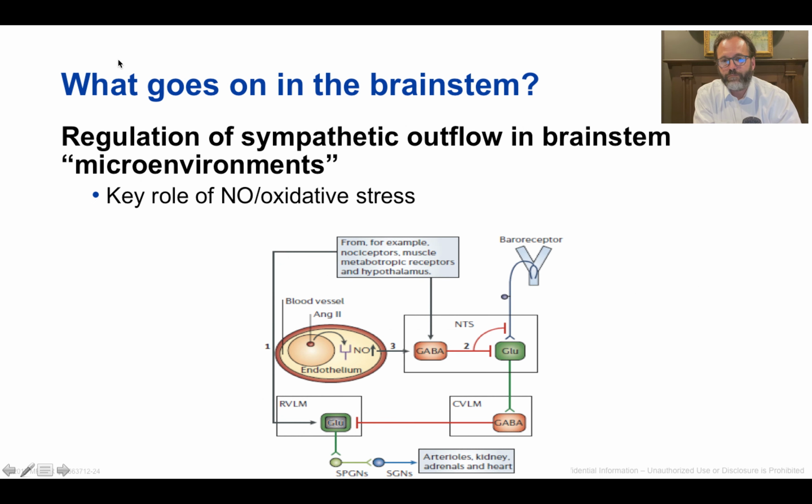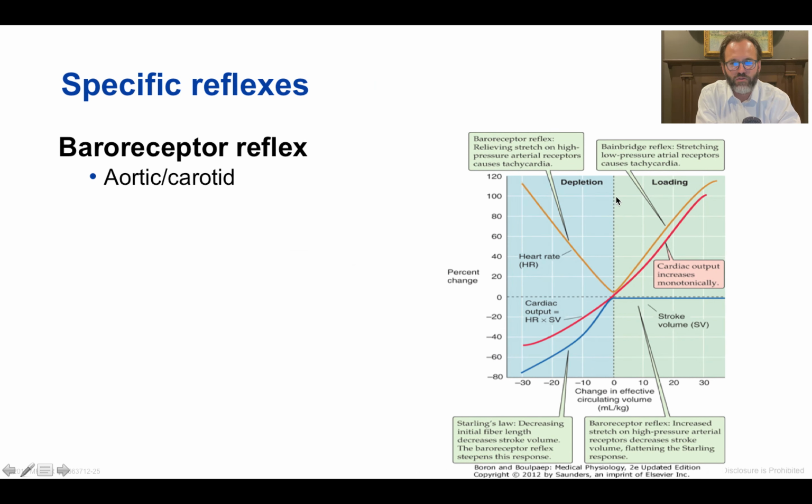So when we go back to the brainstem now, we say, well, what actually goes on in the brainstem? We've got the regulation of sympathetic outflow in various microenvironments. Of course, many studies have evaluated the role of nitric oxide or oxidative stress, depicted here, where a good amount of nitric oxide is generally protective and generally attenuates the effects of hypertension. Certainly oxidative stress is generally deleterious and augments some of these deleterious signaling cascades that result in hypertension.